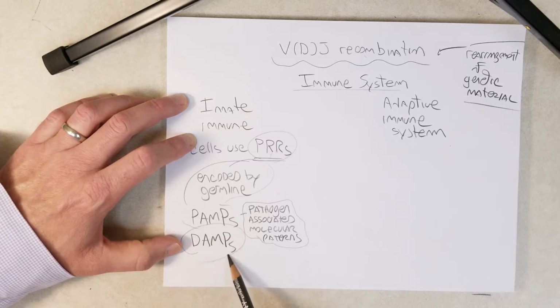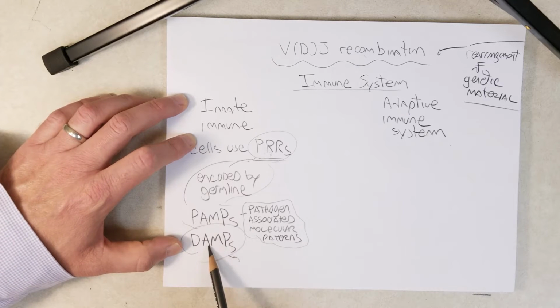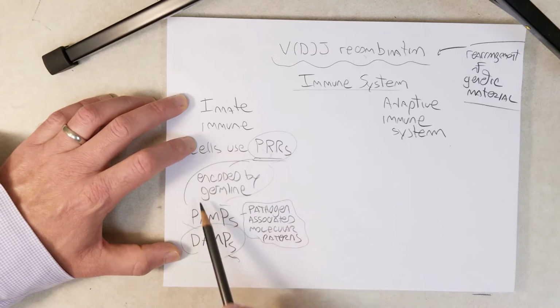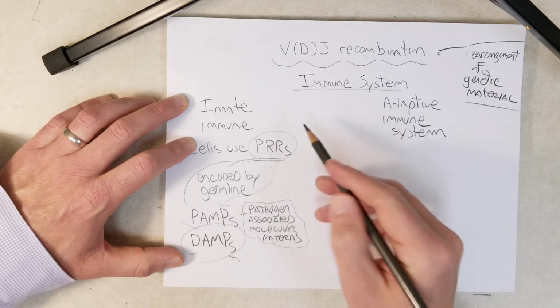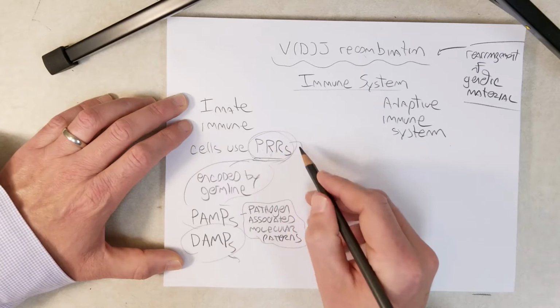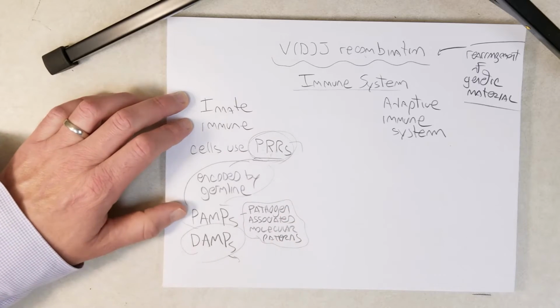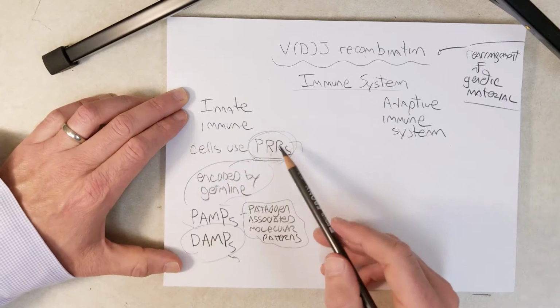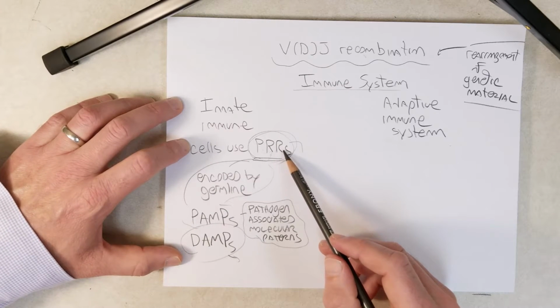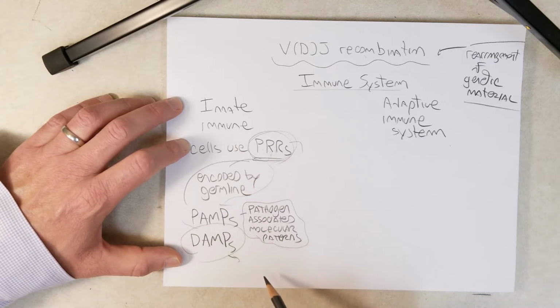DAMPs are things that are associated with damaged cells. So it allows cells of our immune system to notice when some of our cells are damaged. PRRs are essentially passed from parents to offspring unchanged, barring mutation during replication or something like that.